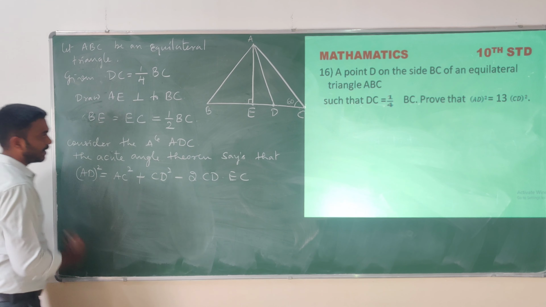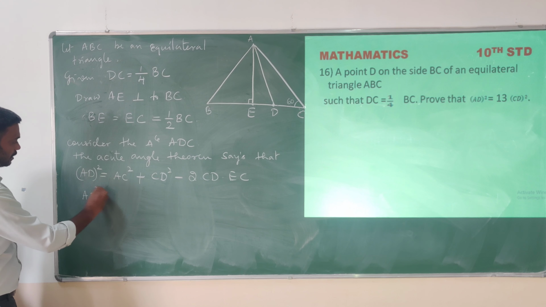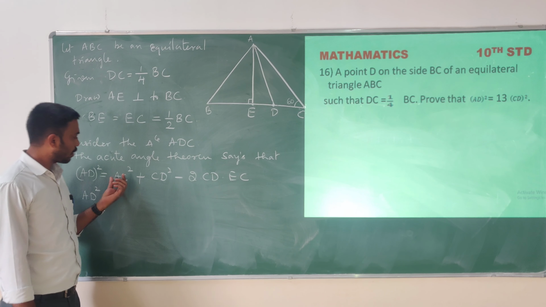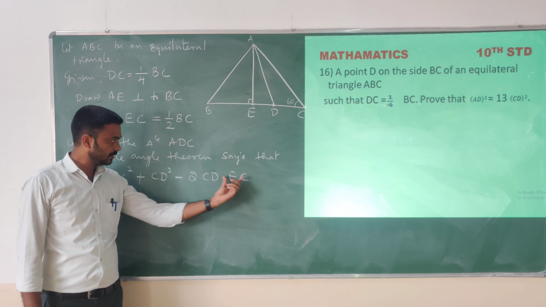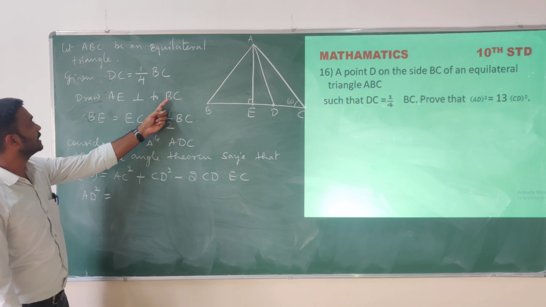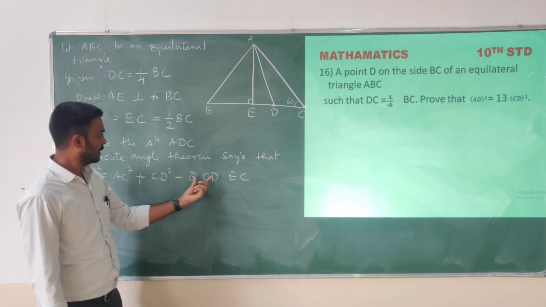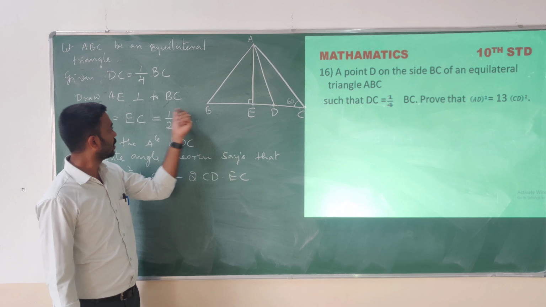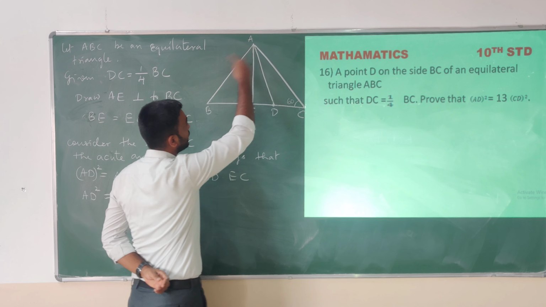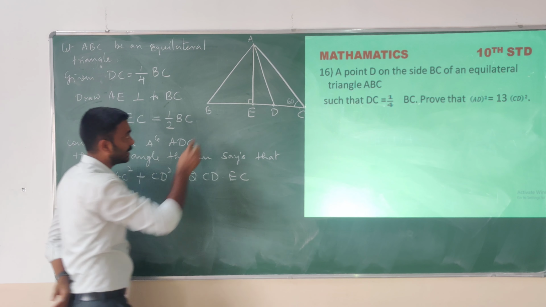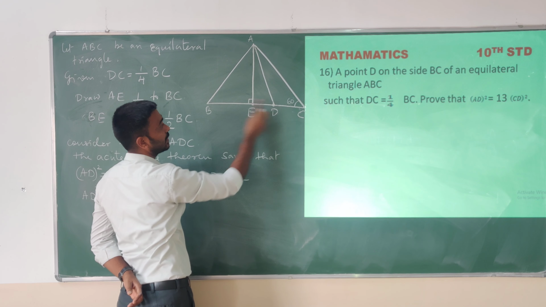Now, LHS we have already AD square, right? So AD square is equal to, now the idea is to prove that, convert all these terms AC, CD and EC in terms of BC. We can convert these sides AC, AD, CD and EC in terms of BC. Now AC is one side of this equilateral triangle ABC, and we know that in this triangle all sides are equal. So therefore AC is same as BC.